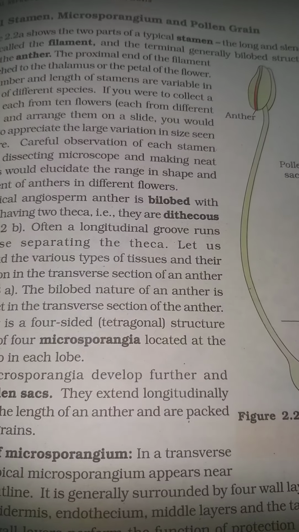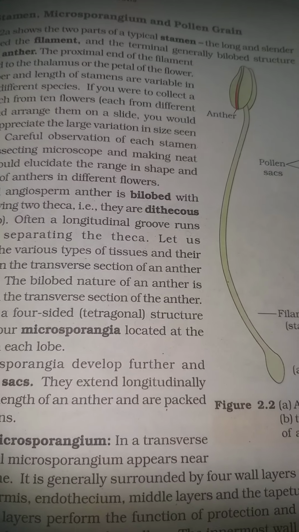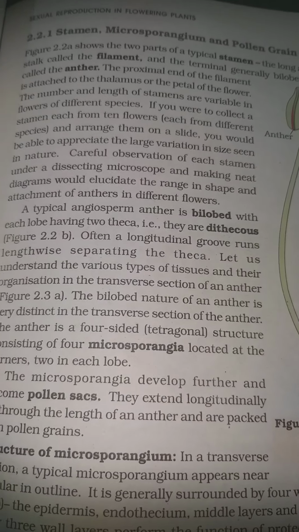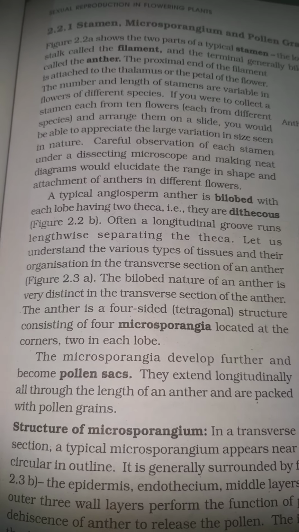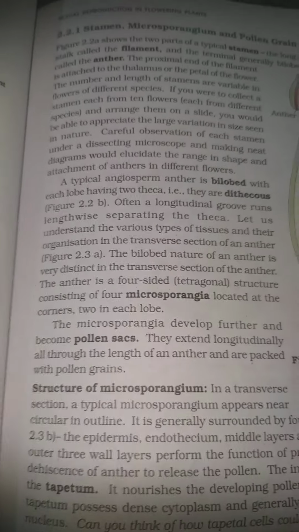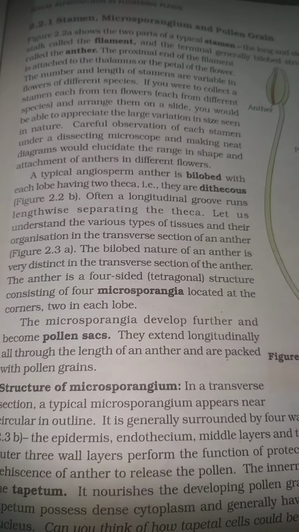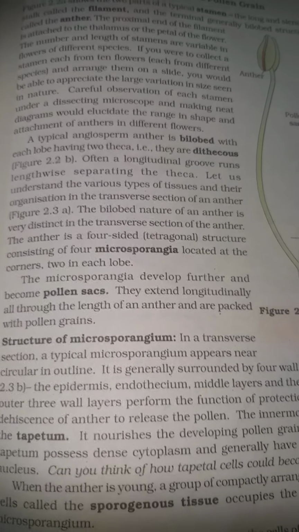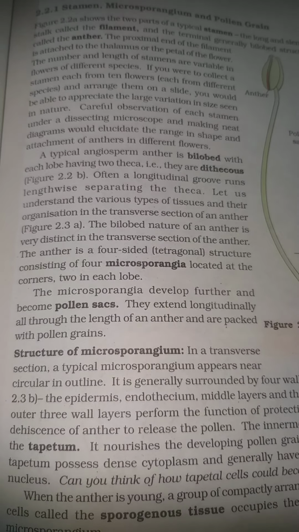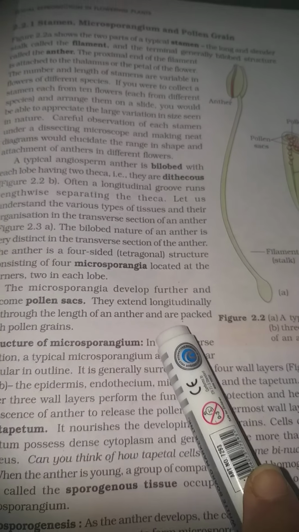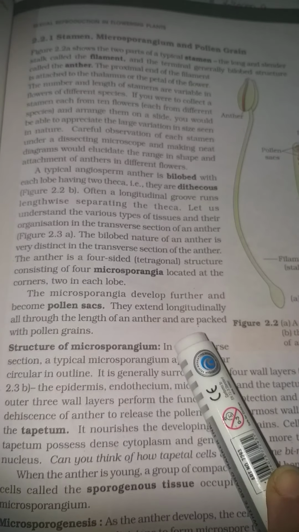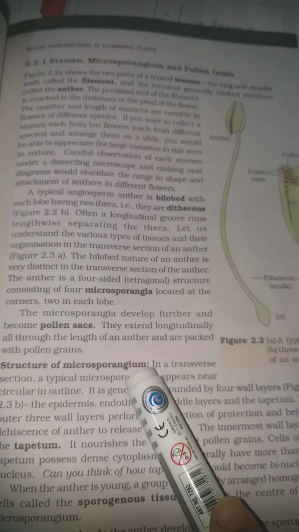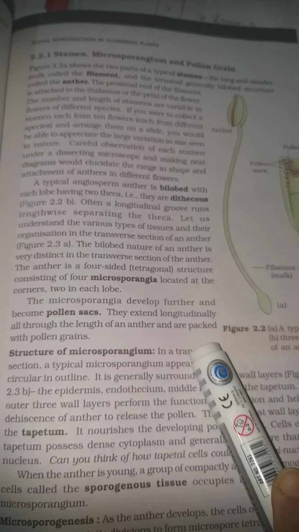Now here you see we have a thing that is known as dithecous. What is dithecous? Dithecous is actually a two-lobed structure. Now you see we have a 4-sided tetragonal structure. It's a bilobed structure of an anther and is very distinct in its transverse section, and the anther is a 4-sided tetragonal structure. I have already said that the microsporangia are located at the corners of the two lobes. The microsporangia develop further and become a pollen sac. It extends longitudinally all through the length of the anther.